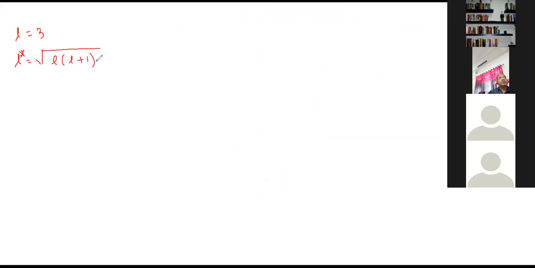Square root of L(L+1). Is it right? Yes. What will the value be? Square root of 12. Root 12. Is it right? So what are the ML values? Minus 3, minus 2, minus 1, 0, 1, 2, and 3. Is it right? How will you plot the orientation?